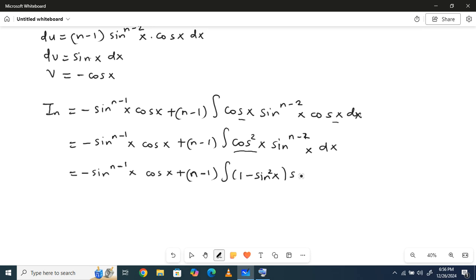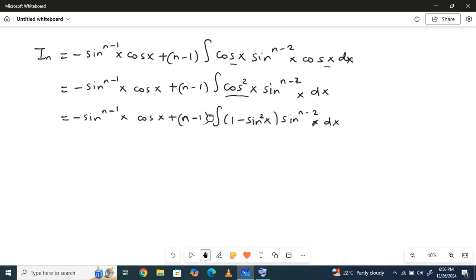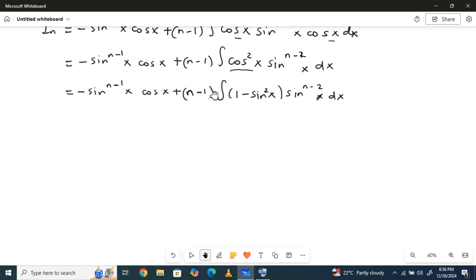We have sine n minus 2 x dx. So we are going to continue in the same manner. But now again, see, we have 1 minus sine squared x, and then we have sine x to the n minus 2. We can actually expand that.